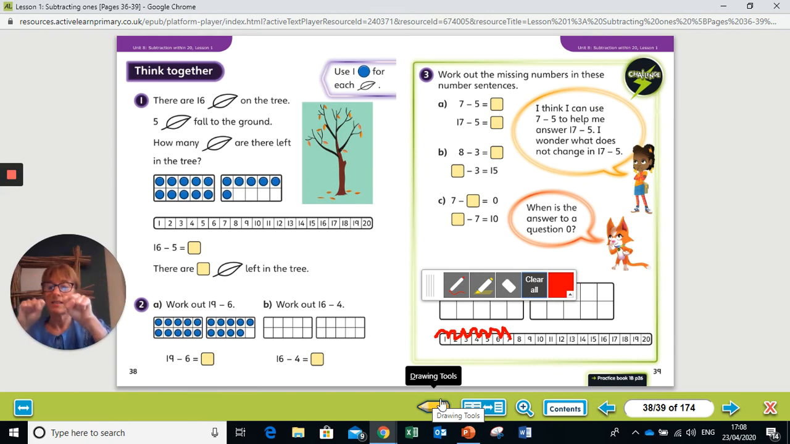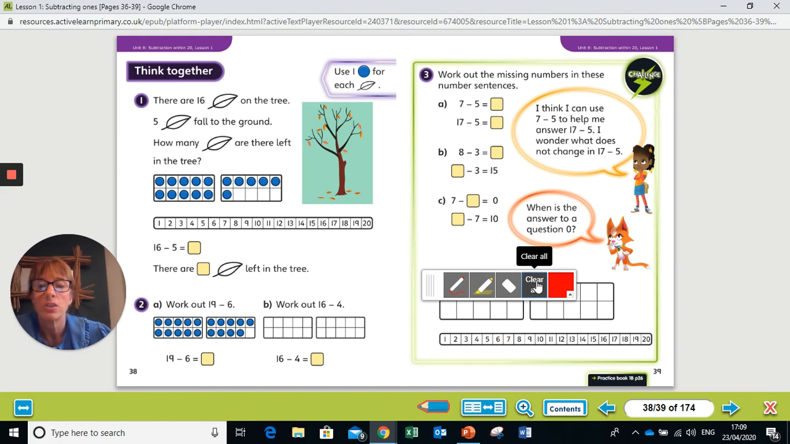7, take away 7, I've got nothing left. If I had 7 sweets and then I ate 7 sweets, how many sweets would I have left? None. I'd have eaten them all. So 7, take away 7 is 0.